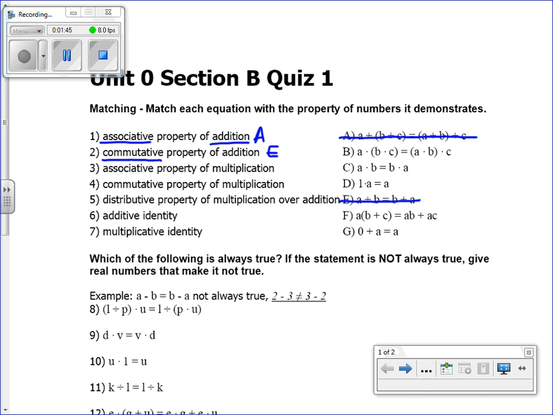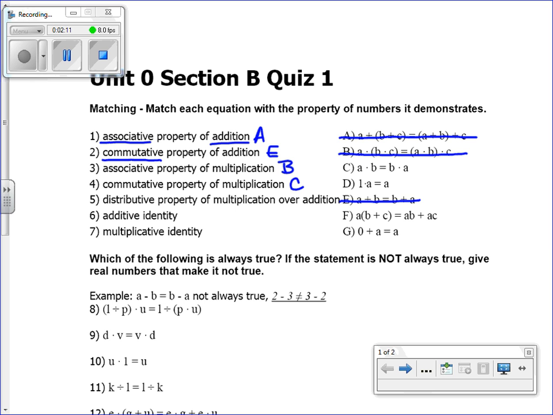The associative property of multiplication. Obviously I'm not going to use F or G because both of those are showing addition. The associative property changes my grouping, so that would be B. Commutative property of multiplication. Again, my order changes. I wouldn't use F or G because those have addition in it. And I'm going to choose C.